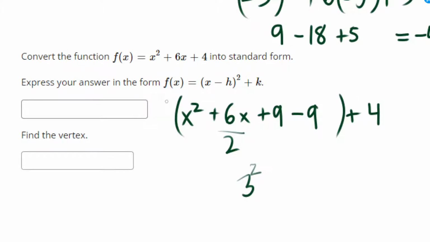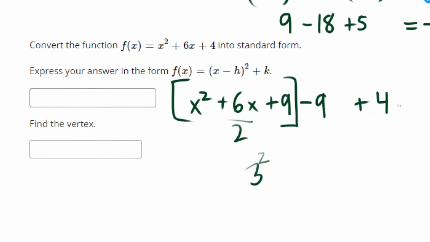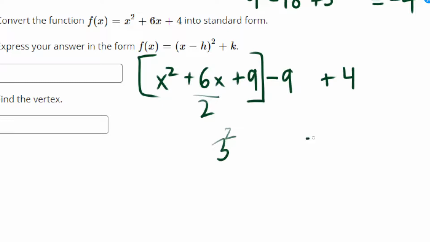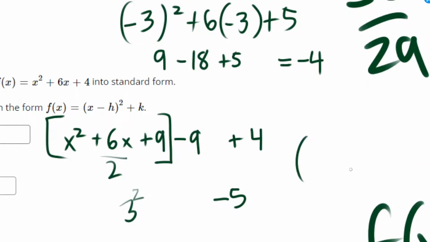Since we're not multiplying by anything over here, I actually don't need these parentheses. I just like to group them together. But we're going to be looking at this section and this section. These can be combined because they're like terms. So we're going to turn this into -5. So we already have our k. So we have something, comma, -5.